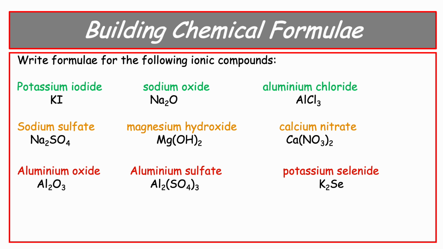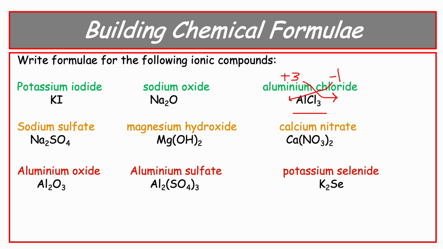Aluminium is in group 3, so it's got 3 in the outer shell, so it's going to lose 3 electrons to form a plus 3 charge. Chloride's in group 7, gains 1 electron to get a full shell, so it's minus 1. If I swap the numbers, I'm going to need 3 chlorides and I'm going to need 1 aluminium. Hence, the formula is AlCl3.